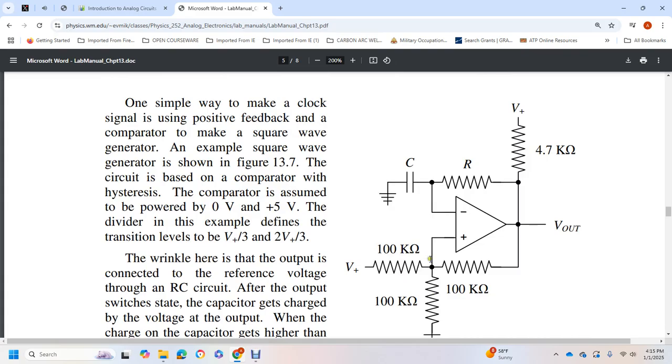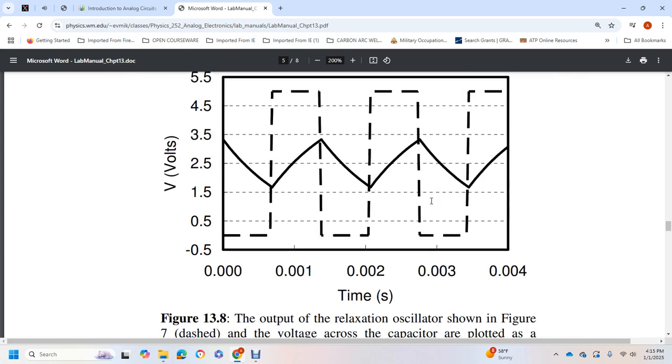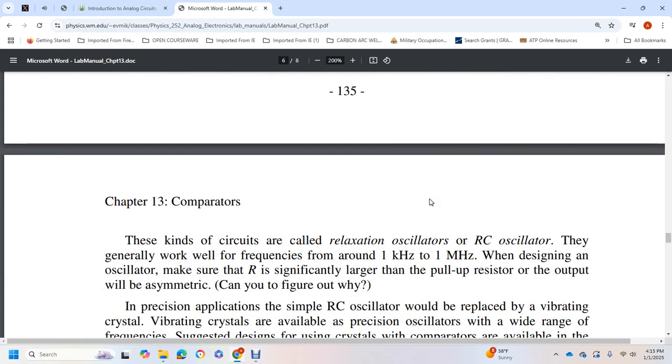So here we have a resistor going to the output, and this shows the voltage over time. These kinds of circuits are called relaxation oscillators, or RC oscillators. They generally work well with frequencies from around 1 kilohertz to 1 megahertz.